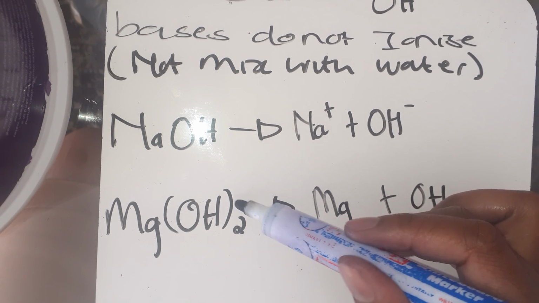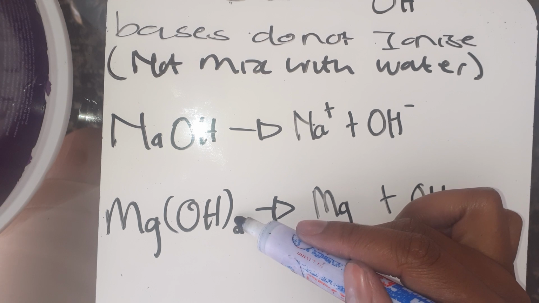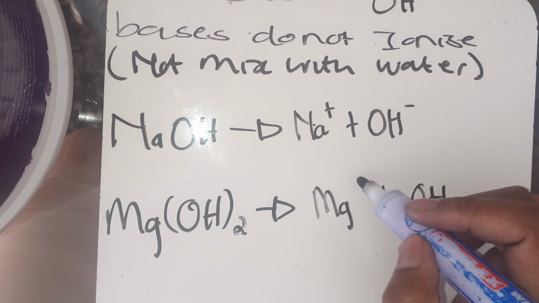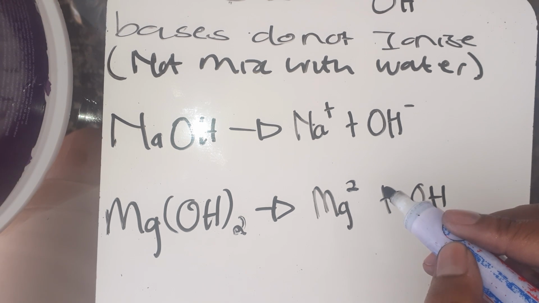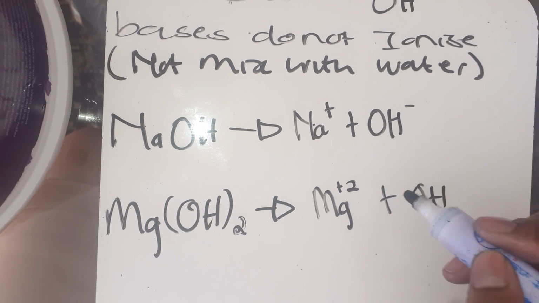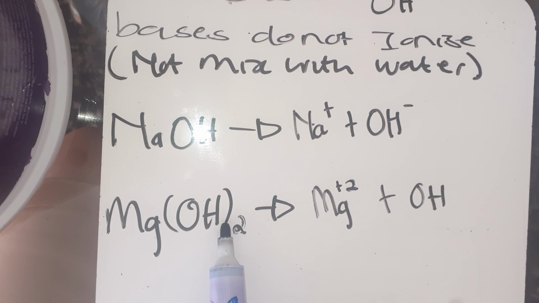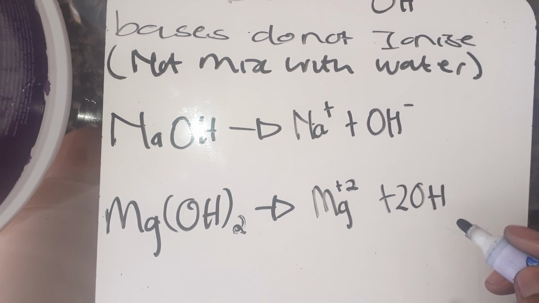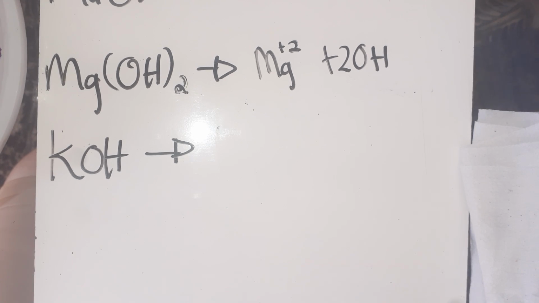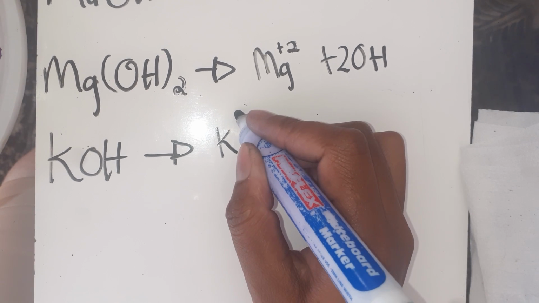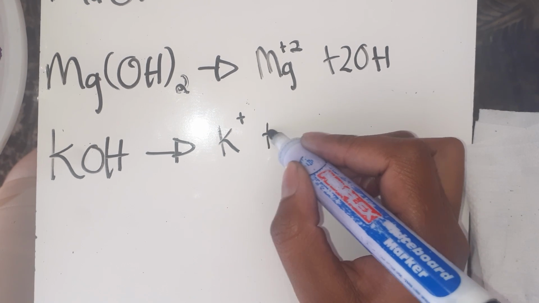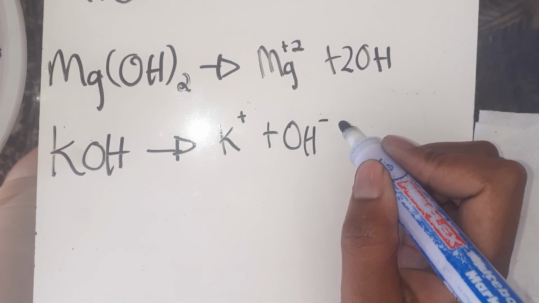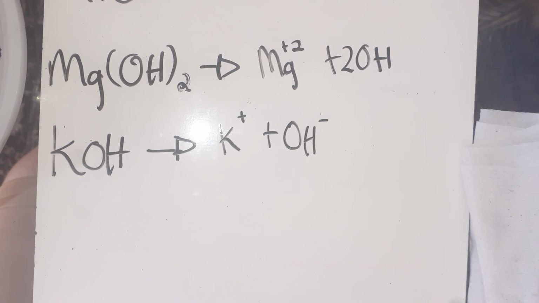So the base is a proton acceptor. This is a valency, so we'll just write it there. This is where we'll write the valency. It's a plus 2 there. But as you look, this OH, it's 2. It's not a balanced equation. So we're going to add 2 to balance this equation. You can pause the video and do this one. So we're going to have K plus OH. So when you look, this is balanced.